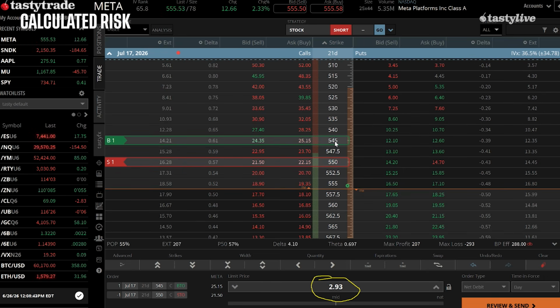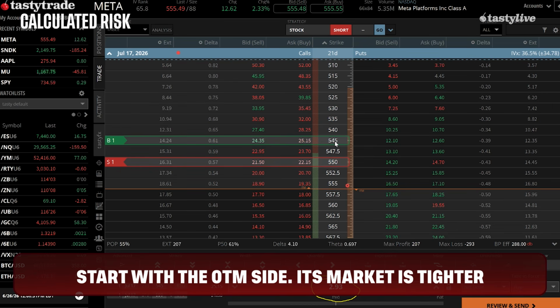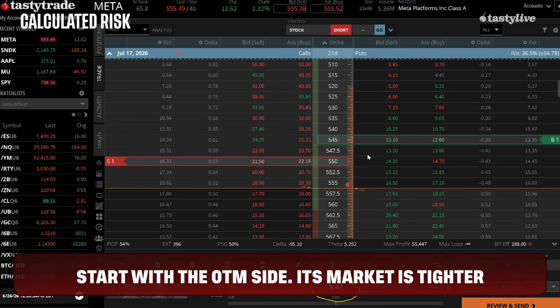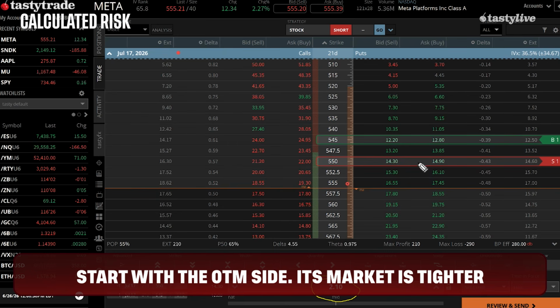And so when you're looking at the pricing of a given spread or even a given option, specifically spreads in this context, start with the out-of-the-money option first, because these typically have tighter markets than the in-the-money options. You can actually see that right here. You can see that this 550 put is about 60 cents wide and the 545 is about 55 to 60 cents wide. And then you go to the other side and you see it's a little bit wider. So now I'm about 90 cents wide and I'm about 80 cents wide.